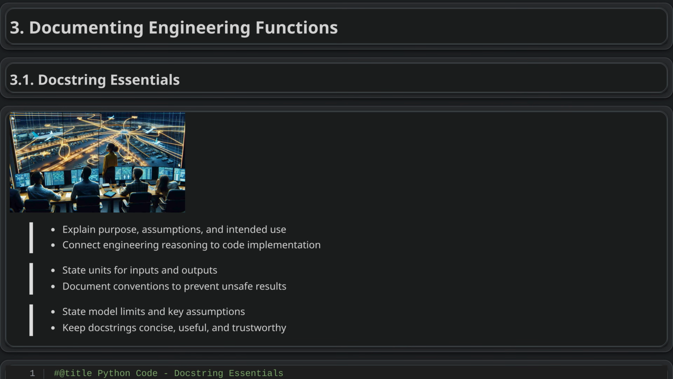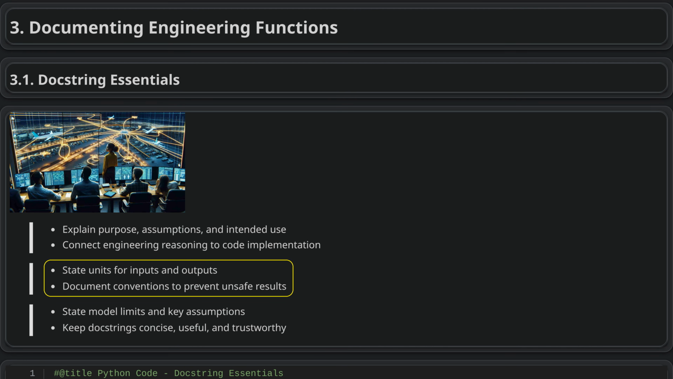Documenting engineering functions. Docstring essentials. A docstring explains what an engineering function does, what it assumes, and how it should be used. It helps future users understand the function's intent without reading the code. For example, a pressure drop function should state the flow conditions and assumptions it relies on. This makes the code clearer and more dependable as an engineering tool.